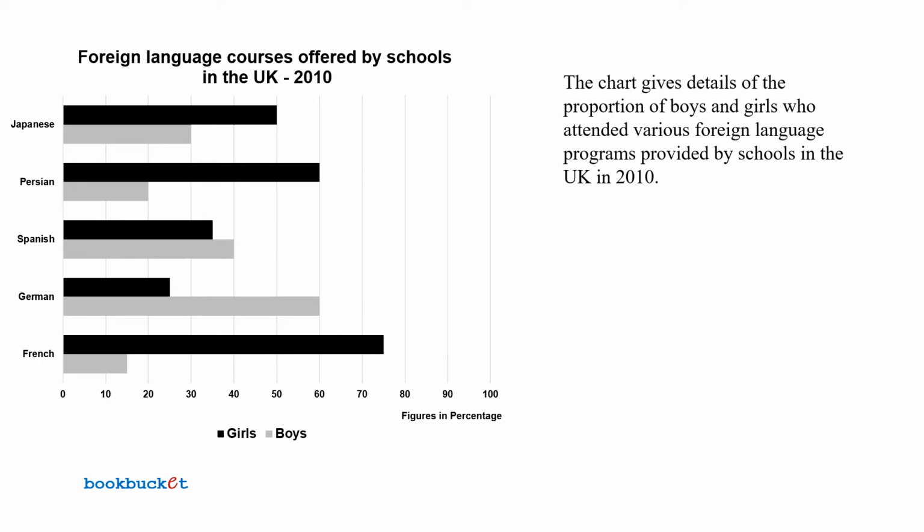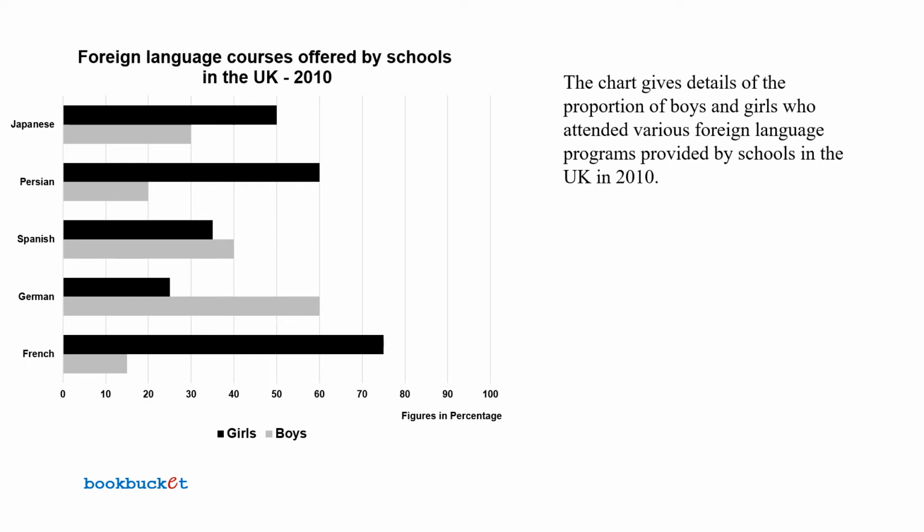Yes, we will write the overview here by analyzing the graph carefully. Now from the introduction we understood that boys and girls attended the foreign language programs. Now we carefully try to look for information. We are looking for information that can be included in the overview. So analyzing the graph is very important. So let's look at the graph carefully.